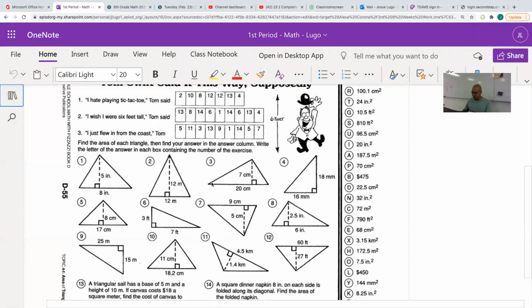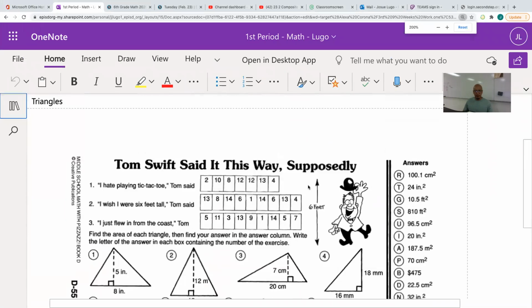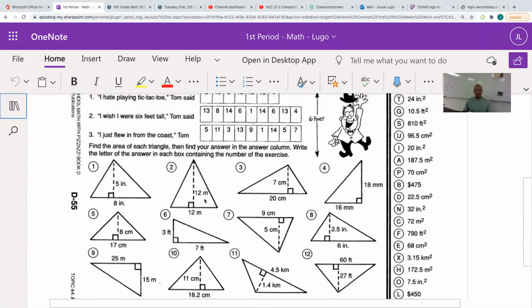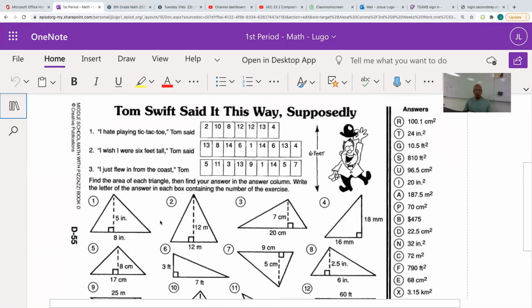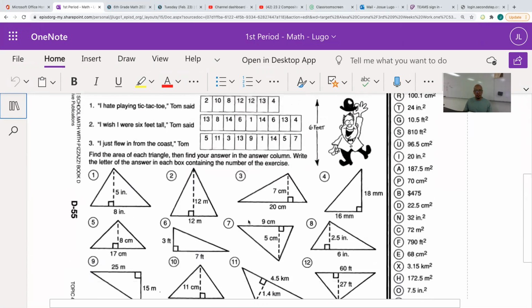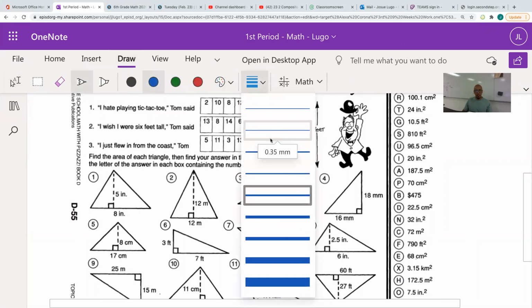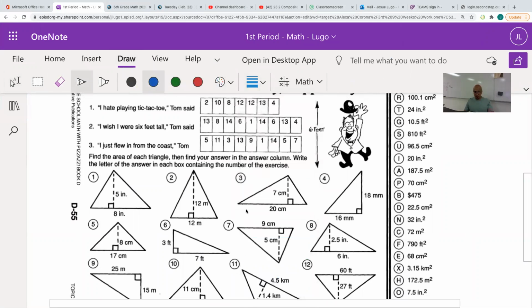Now, on OneNote for today's assignment, if you go to third 9 weeks, scroll down to the bottom, you will find a worksheet where you're going to be doing precisely that. For example, consider the very first one. We have numbers 1 through 14, and we need to find the area of each of these triangles.